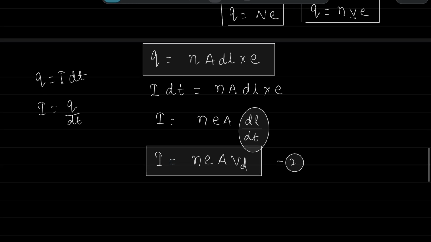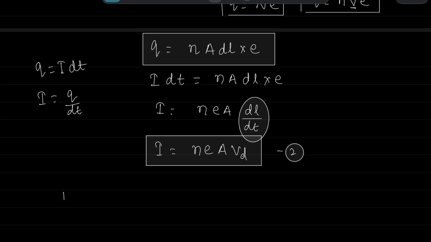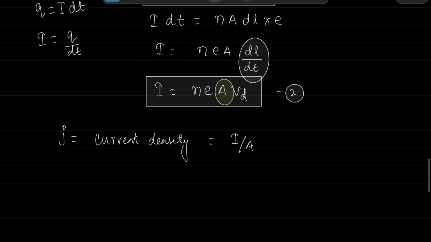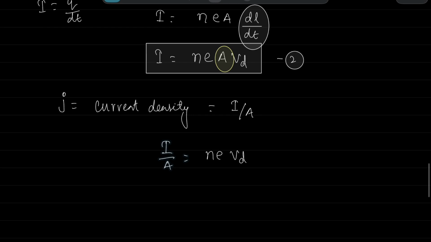Now it can also be written in terms of J. What is J here? J is called the current density. It's a vector quantity. So current density is equal to I by A. Suppose we transpose this A to the other side, we can write I by A is equal to ne Vd. So I by A is equal to J, J is equal to ne Vd.